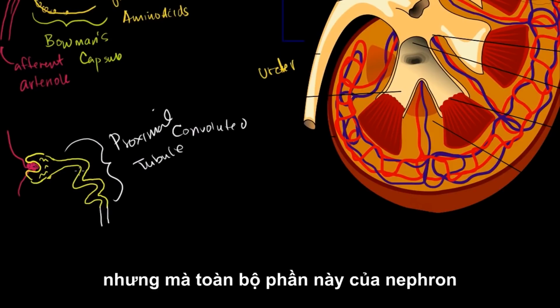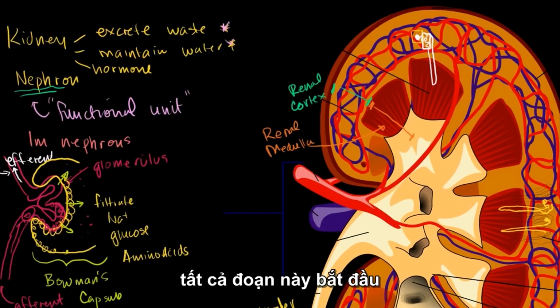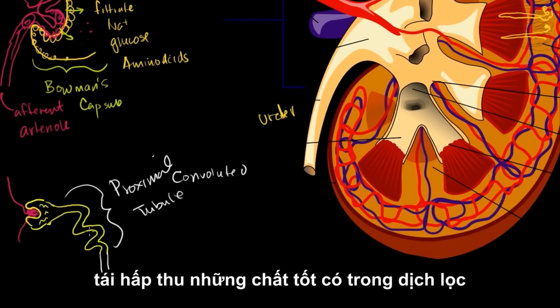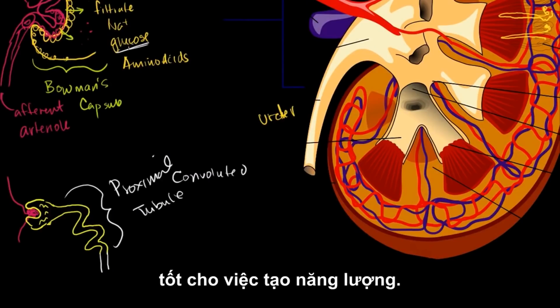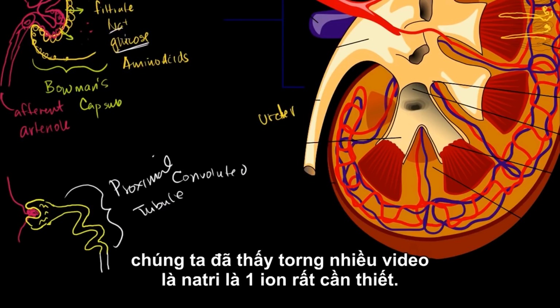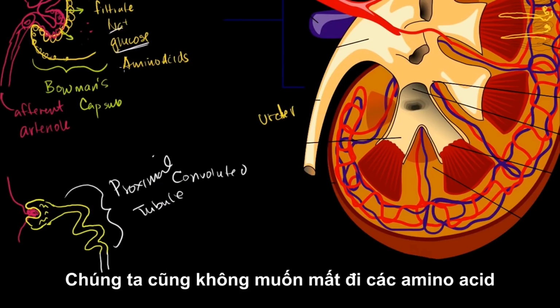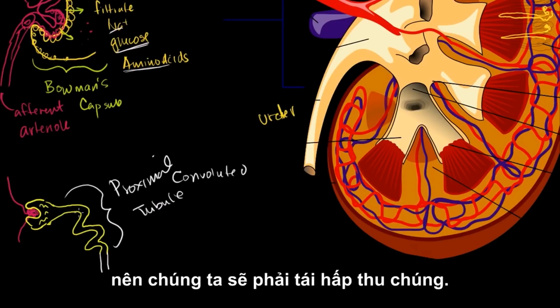But the whole point of this part of the nephron, and just to remember where we are, we're now at this point of the nephron right there. The whole point is to start reabsorbing some of the stuff that is in the filtrate that we don't want to lose. We don't want to lose glucose. That's hard-earned stuff that we ate that was good for energy. We don't want to lose necessarily as much sodium. We've seen in multiple videos that's a useful ion to have around. We don't want to lose amino acids. Those are useful for building up proteins and other things. So these are things we don't want to lose, so we start absorbing them back.